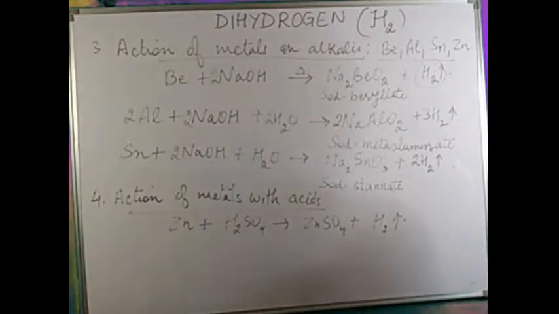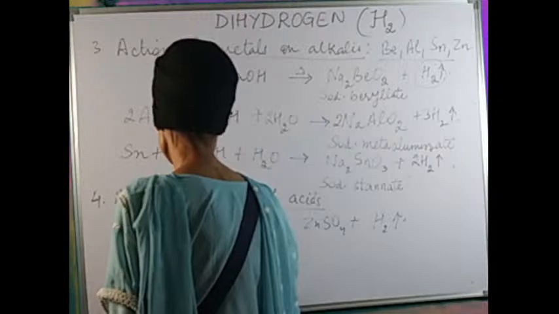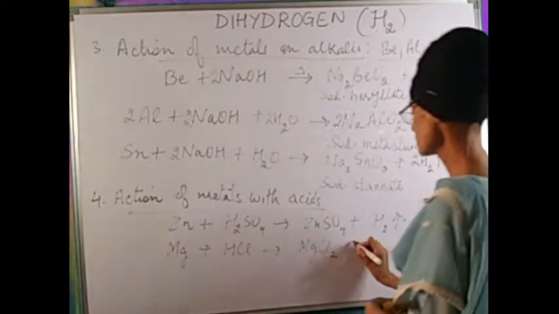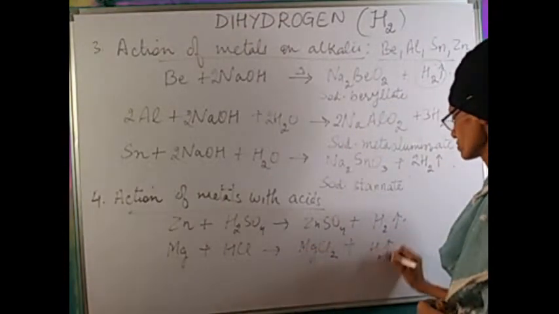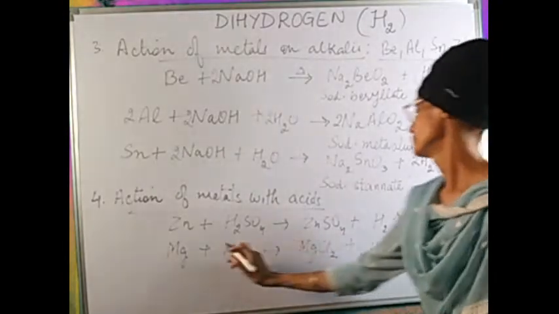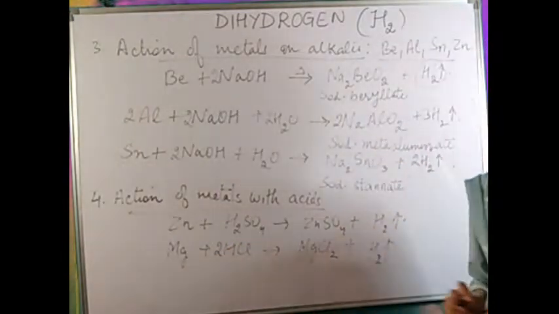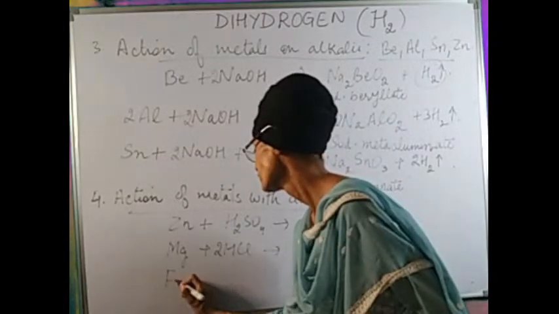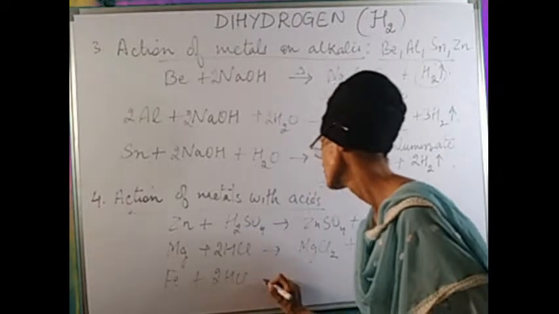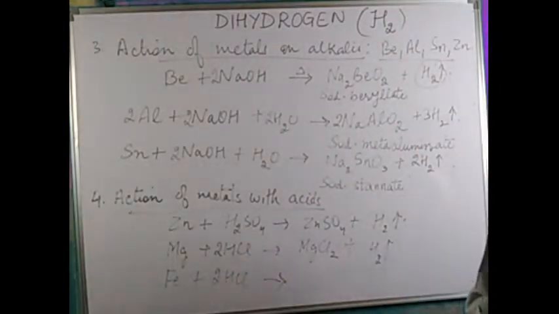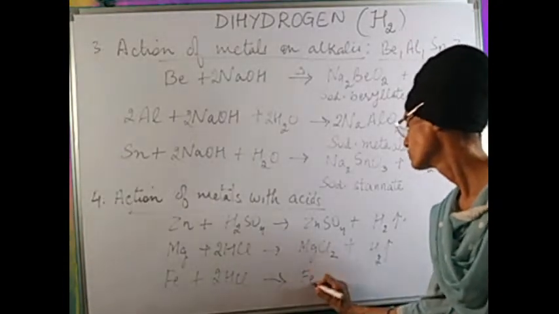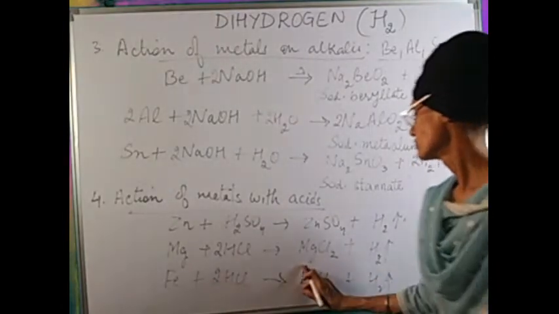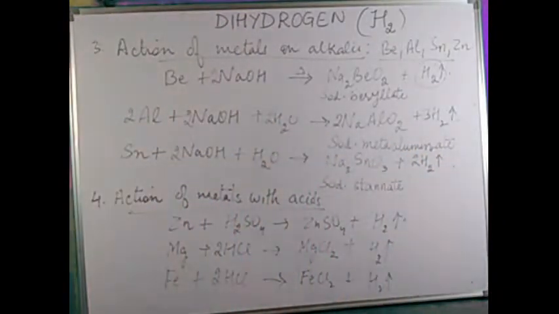Magnesium also reacts with HCl, giving rise to magnesium chloride plus dihydrogen. Iron also reacts with HCl, giving rise to iron 2 chloride plus dihydrogen.